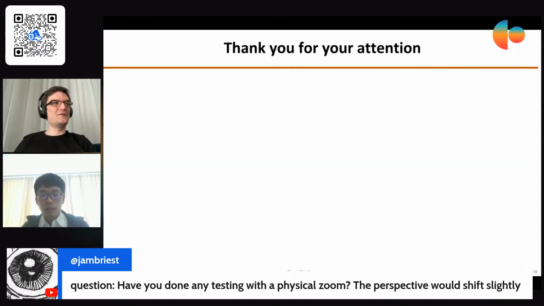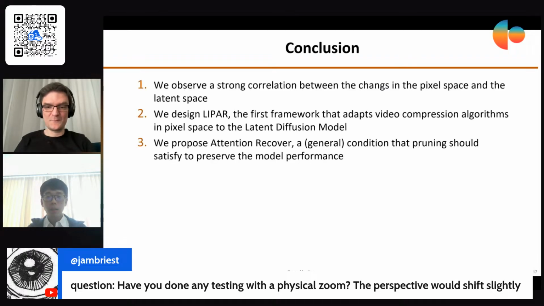Seems reasonable, and I love how the audience is engaging with these kinds of conversations. So there's another question: have you done any testing with a physical zoom? Like, the perspective in that case would still shift slightly. How would that affect it? Have you experimented with anything along those lines?